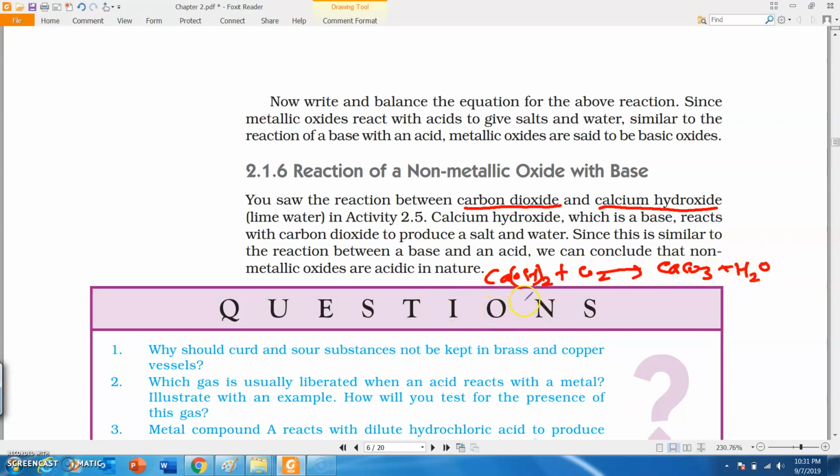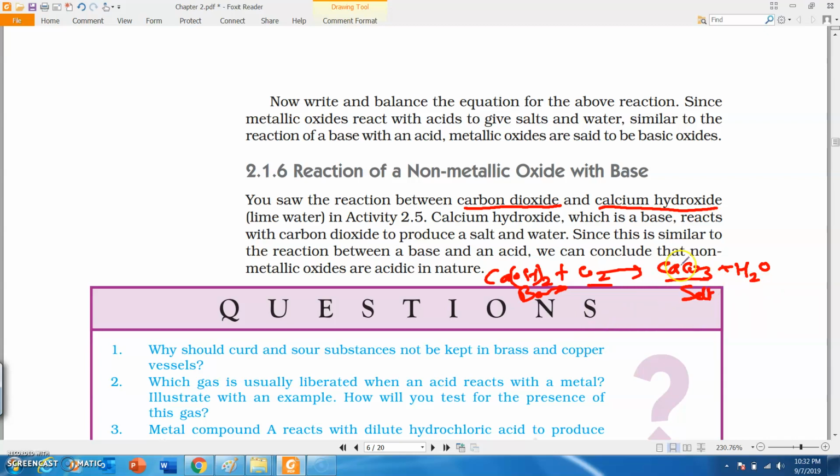That means this Ca(OH)2 is base. It reacts with carbon dioxide. This is non-metallic oxide with base. That means base is calcium hydroxide and carbon dioxide is non-metallic oxide. When non-metallic oxide reacts with base, calcium carbonate and water is formed. Again, calcium carbonate is salt. That means salt and water are formed.